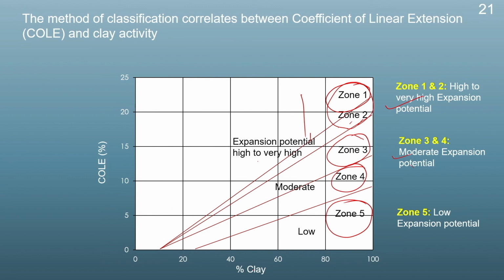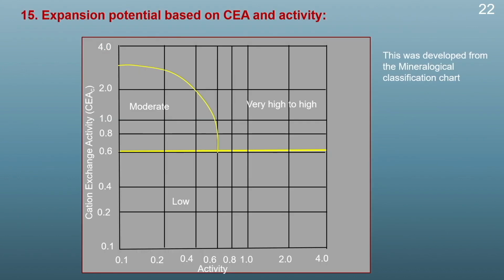Then another method was used which takes into consideration cation exchange activity, and here the soil can be classified as moderate, very high to high expansive soil or low expansive soil. This method was developed from the mineralogical classification chart, but here they do not use any mineralogical composition; they only use the cation exchange activity to determine whether the soil will be very high to high expansive soil, moderately expansive soil or low expansive soil.